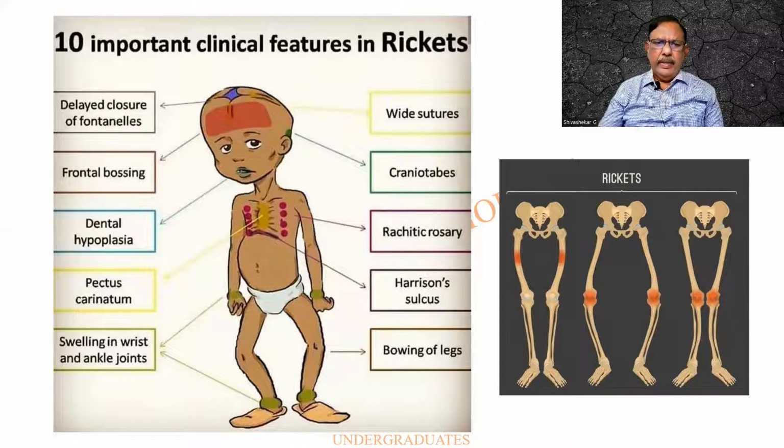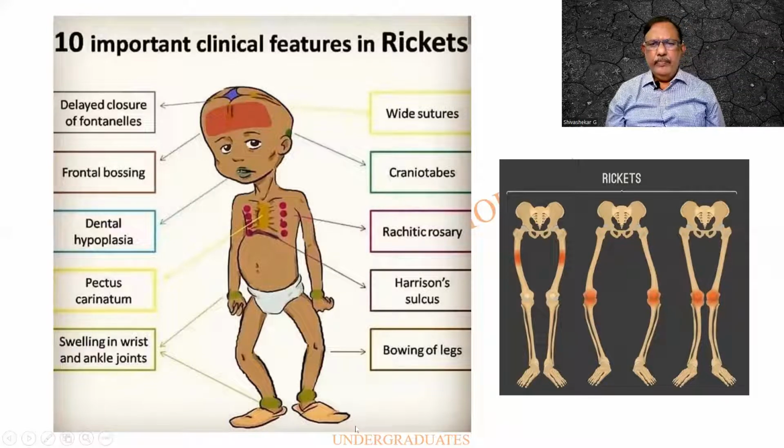Pectus carinatum. Just like a bird's chest, you find that it is projecting outside, and there is a rachitic rosary, beading of the ribs that could be seen. Swelling of the wrists and the ankle joints. Widening of the sutures of the skull. Craniotabes. Harrison sulcus. I find that on either side of this, there will be a depression which is called the Harrison sulcus, and bowing of the legs, either inwards or outwards.